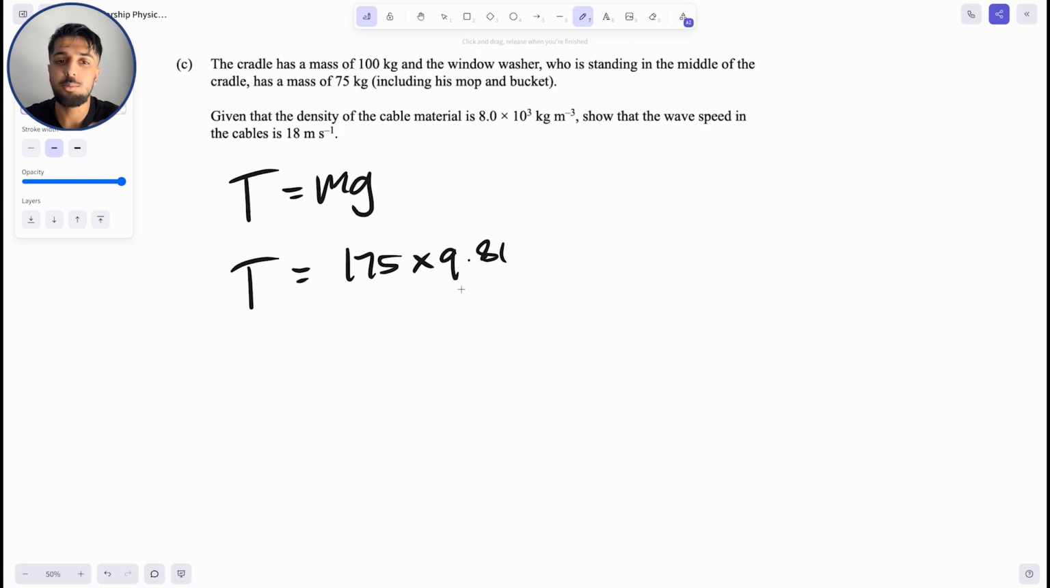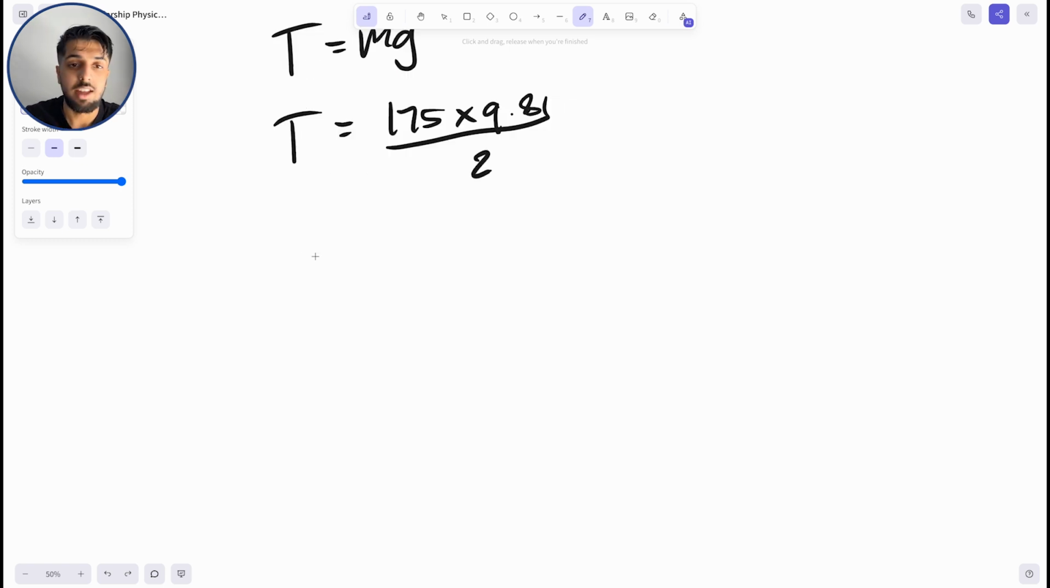Because there are two cables, this total weight force is distributed between those two cables. As we only want the tension force of one cable, we can divide this by 2. The key information here that allows us to divide it by 2 is that the window washer is standing in the middle of the cradle, therefore the torques on both sides are equal. And this gives us a tension of 858 newtons.